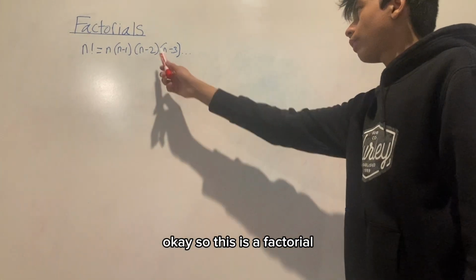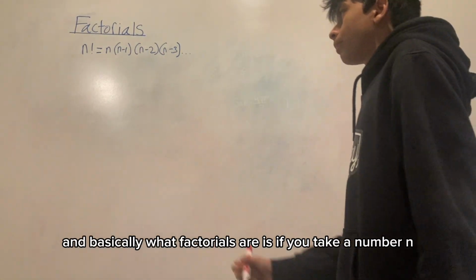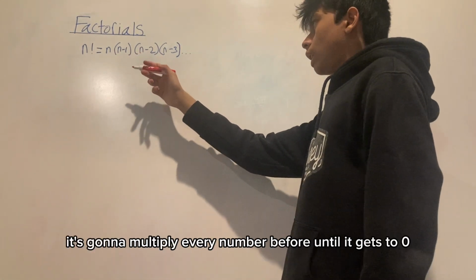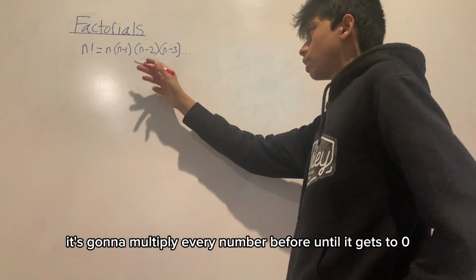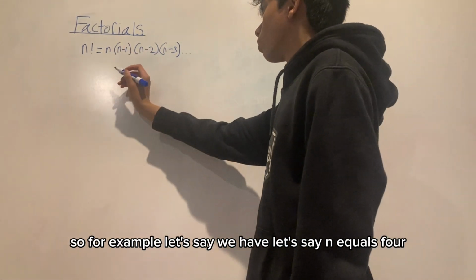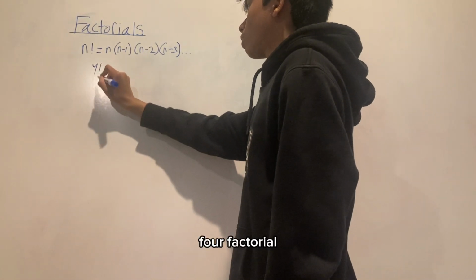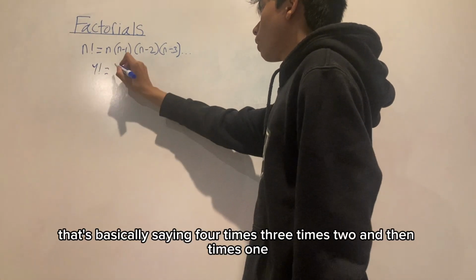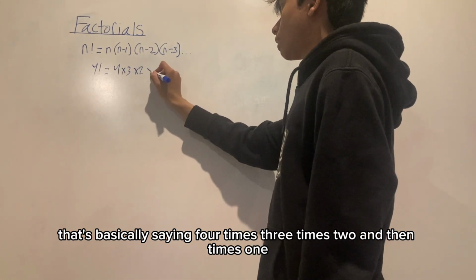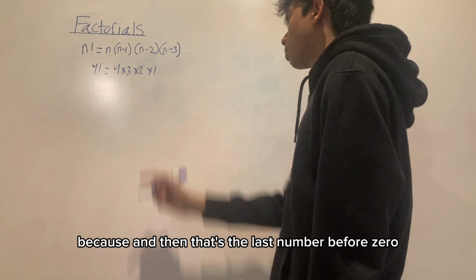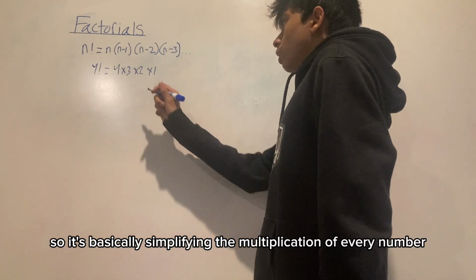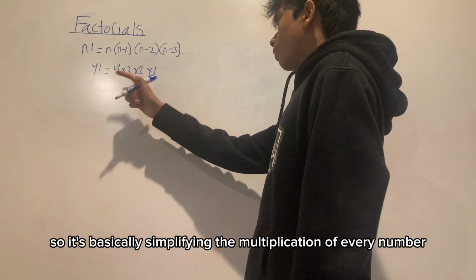Okay, so this is a factorial, and basically what factorials are is if you take a number n which is greater than or equal to 0, it's going to multiply every number before it until it gets to 0. So for example, let's say n equals 4 factorial. That's basically saying 4 times 3 times 2 and then times 1, and that's the last number before 0. That's equal to 4 factorial. So it's basically simplifying the multiplication of every number before it.